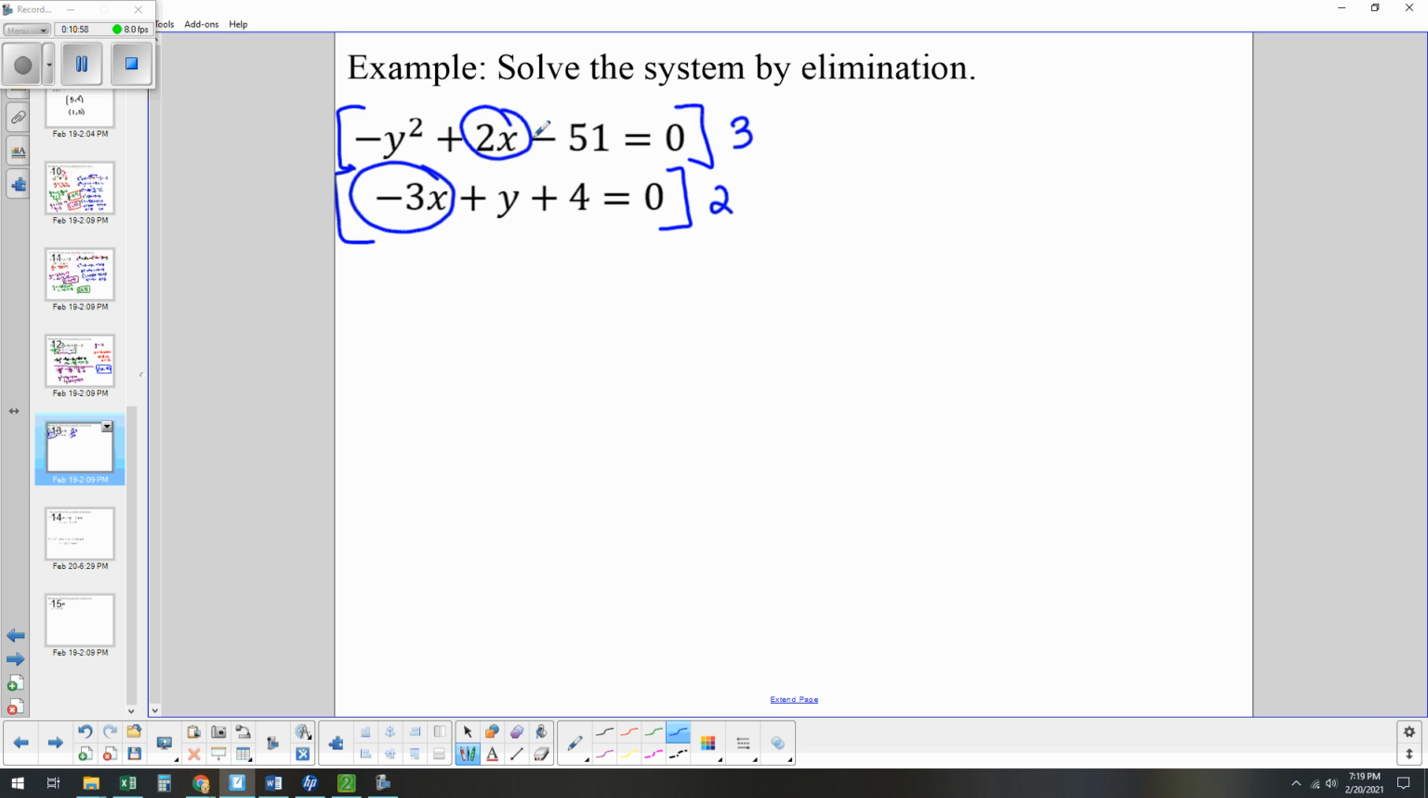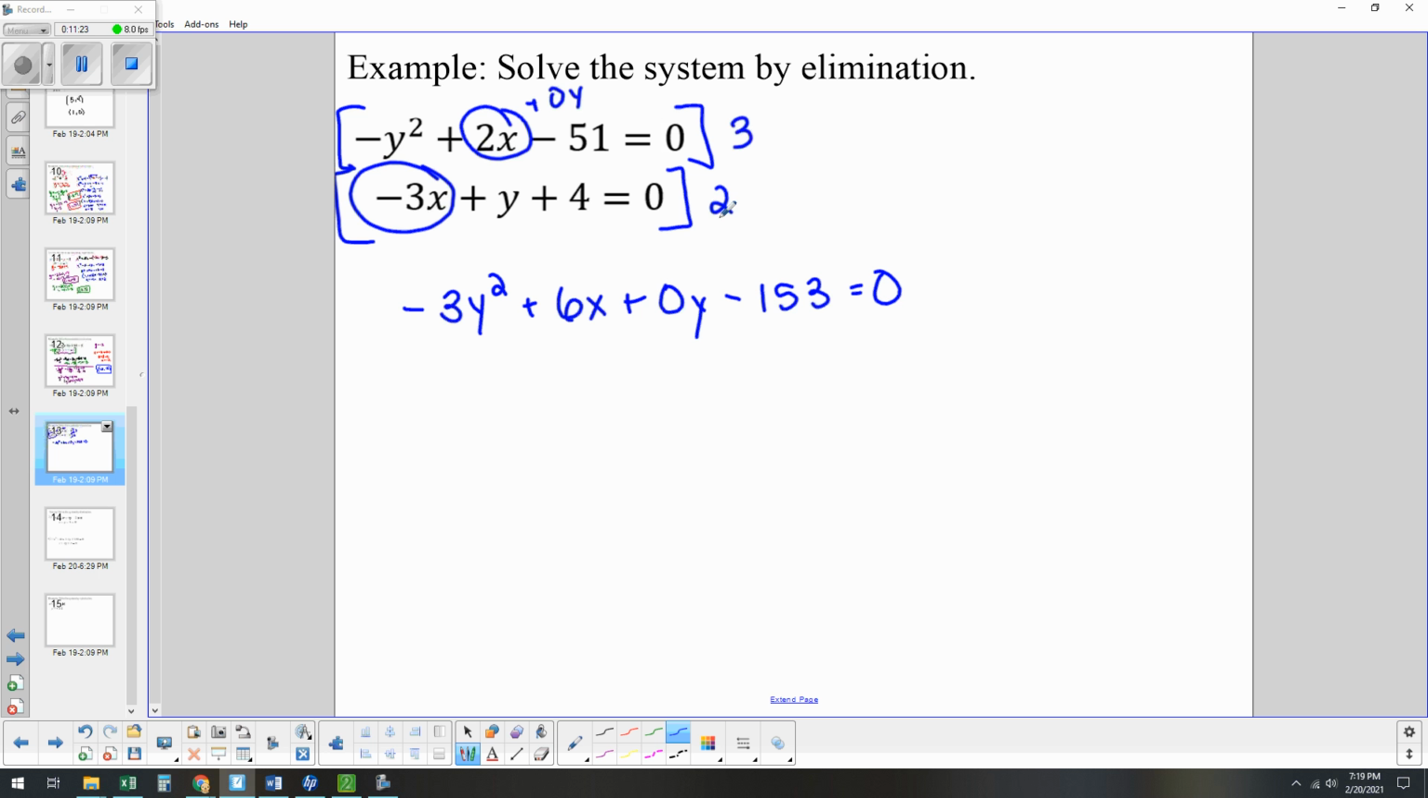The only thing I'm going to do here is write plus 0y, just because I do have a y in the other equation, and I want to be able to line things up as I'm writing them. So if I multiply everything in this equation by 3, that's negative 3y squared plus 6x plus still 0y, 3 times 0 is 0, minus 153 equals 3 times 0 is 0.